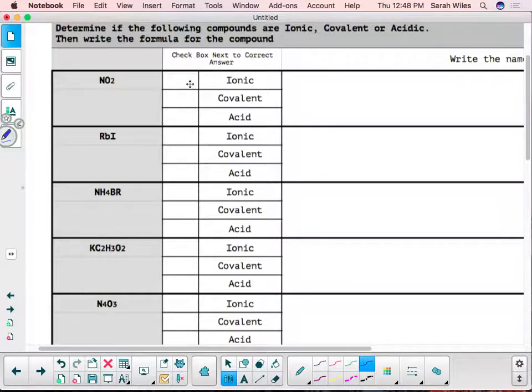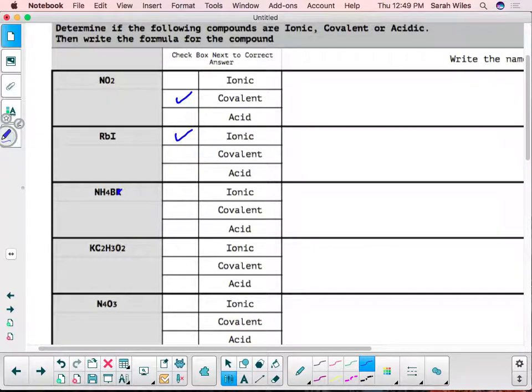NO, 2 capital letters. Nitrogen is a nonmetal because it's to the right of the staircase. Oxygen's a nonmetal to the right of the staircase. That makes it covalent. RbI, 2 capital letters. Rb is a metal, left of the staircase. I is a nonmetal, to the right of the staircase. Ionic.